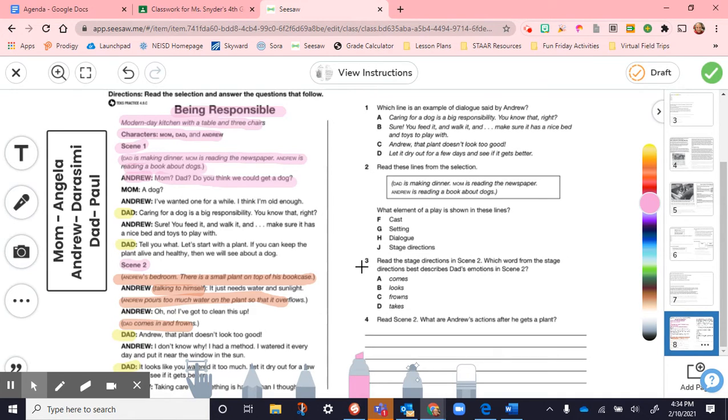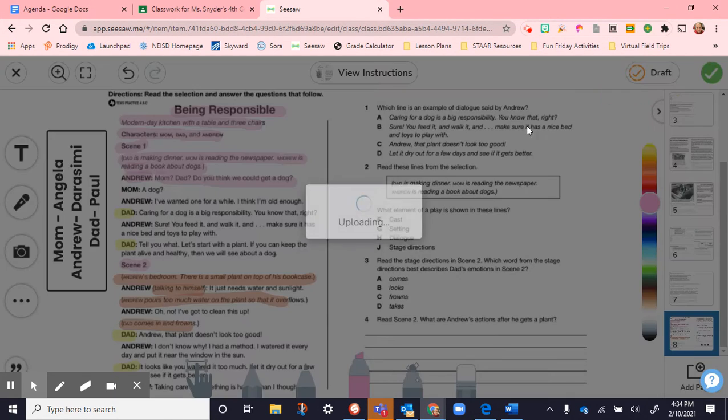And then number 3, read the stage directions in scene 2. So find scene 2, look at those stage directions. How do those stage directions describe Dad's emotion? What do we find out about Dad? And don't just read the top one, read all the stage directions in scene 2. And then in scene 2, read that. What are Andrew's actions after he gets a plant? So go find what's happening after. A little bit of sequencing there, what comes after. All right, so once you're done with that, go ahead and draft it.